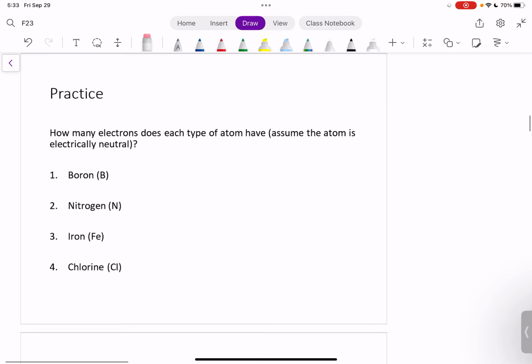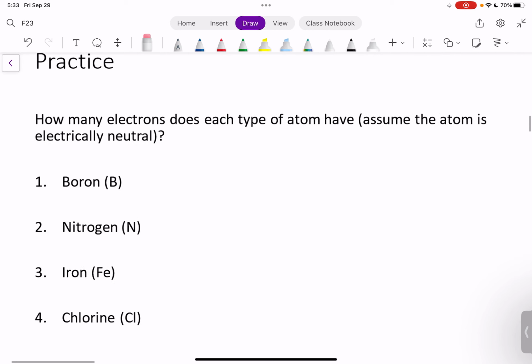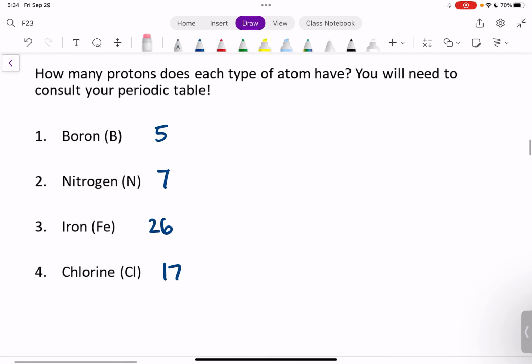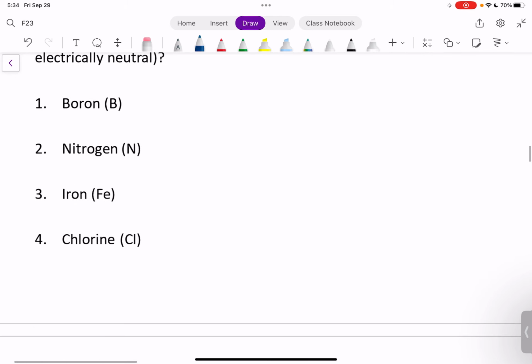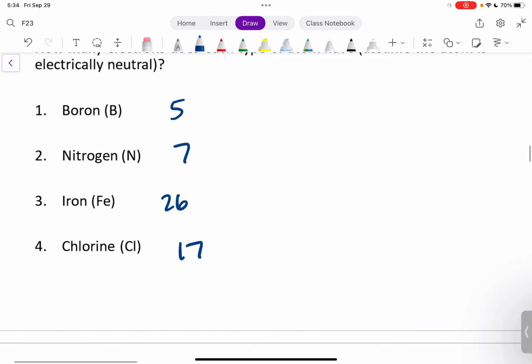All right, now this says how many electrons does each type of atom have, assuming that the atom is neutral. If you said 5, 7, 26, and 17, you would be correct. So let's put that here, 5, 7, 26, and 17.